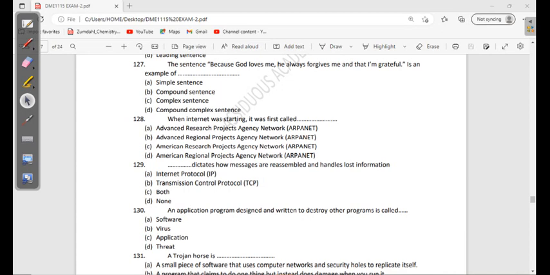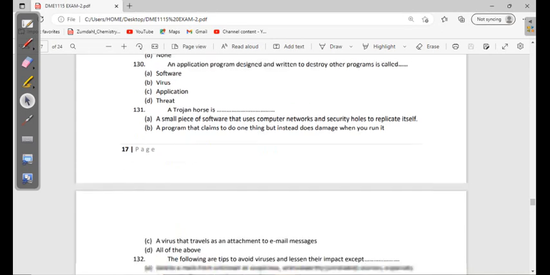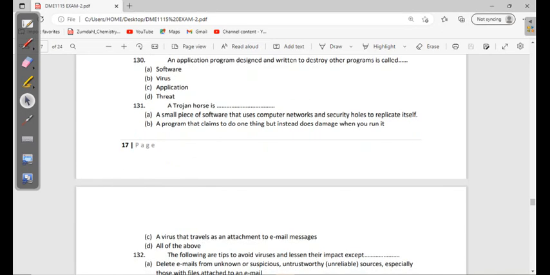When you talk about IP, that is the Internet Protocol, which is just responsible for determining the format of information as it is being transferred. 130. An application program designed and written to destroy other programs is called software, virus, application, or threat. What do you think? So that is a virus, correct.